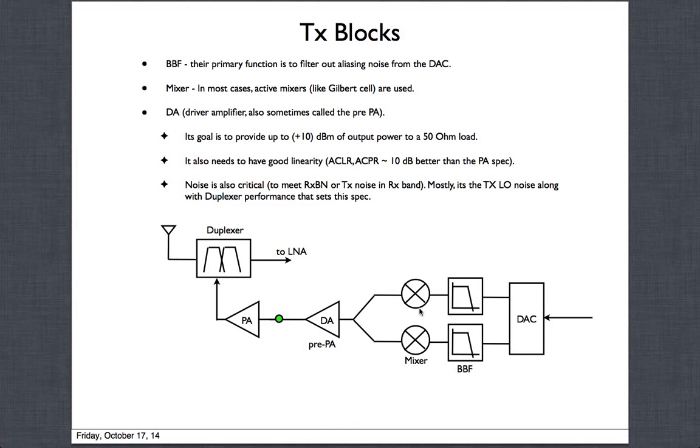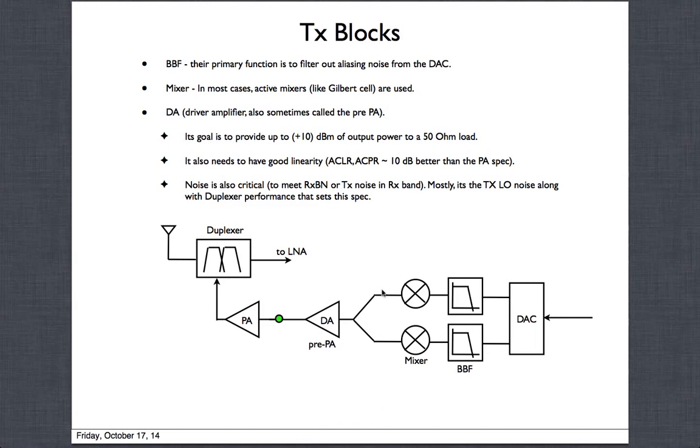Now let's also talk briefly about the TX blocks. The TX chain, as I showed previously, I'm trying to show the reverse. So there's a DAC. Then after that we do the filtering to get the noise out and any aliasing issue that will come up, because the far out noise will fold back. So you have to filter it out, and that's what these filters are doing.